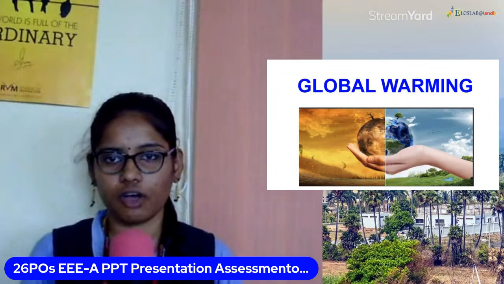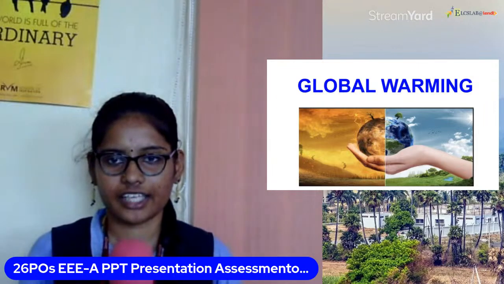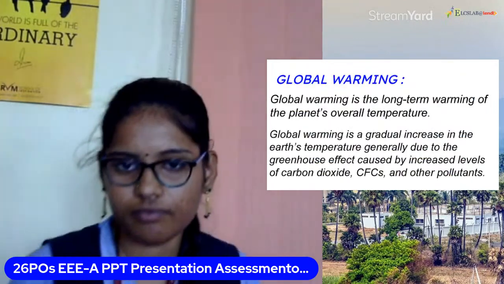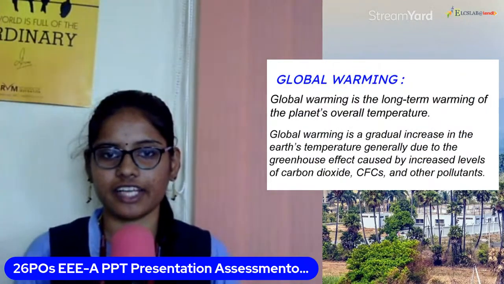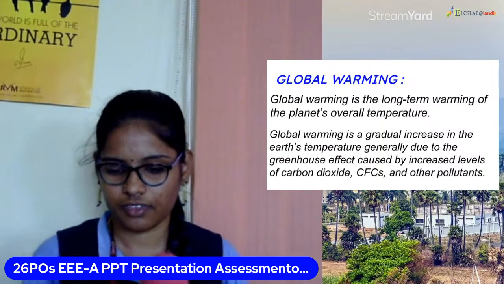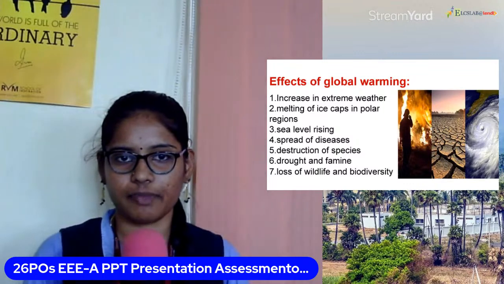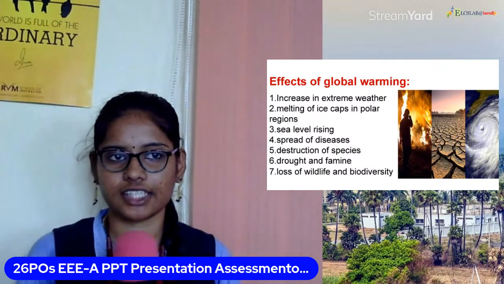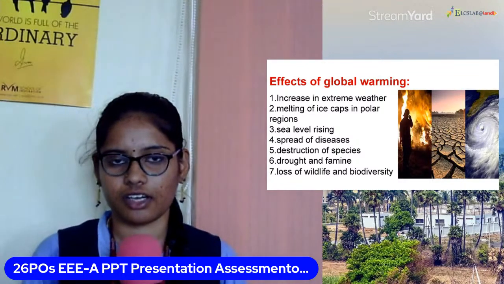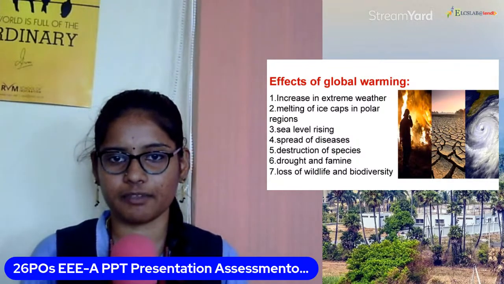Global warming is the long-term warming of the planet's overall temperature due to an increase in greenhouse gases like carbon dioxide, chlorofluorocarbons, and other pollutants. Global warming is a gradual increase in temperature due to the greenhouse effect. Many scientists suggest that there are mainly four reasons for global warming: increasing pollution, increasing greenhouse gases, carbon emissions, etc.